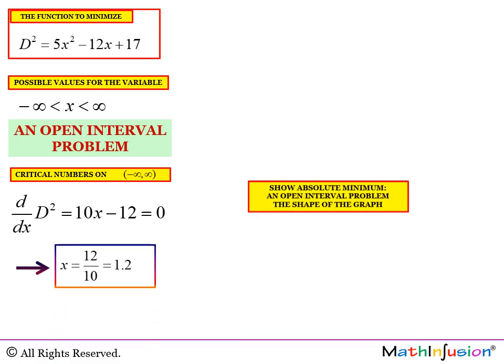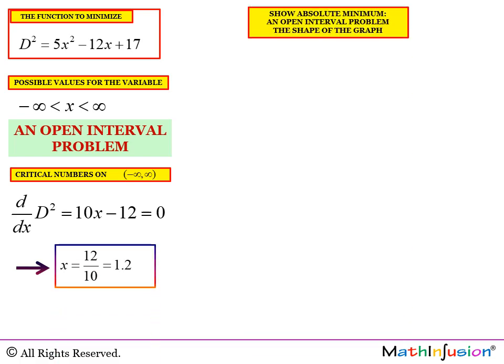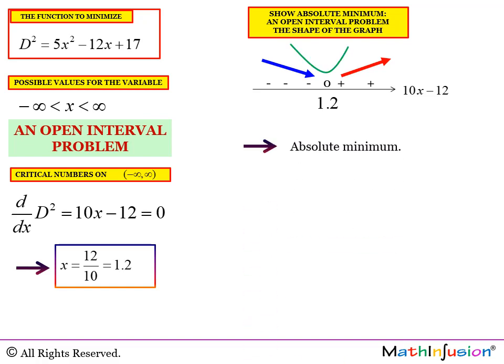Now we want to show that this is really the absolute minimum, so we want to look at the shape of the graph. So let's use the first derivative test first. So here is the analysis of the first derivative. It is negative when x is less than 1.2, and it is positive when x is more. So the function is decreasing and then increasing. And here's the shape of the graph. When you look at the shape of the graph, it's clear that there is an absolute minimum when x is 1.2.